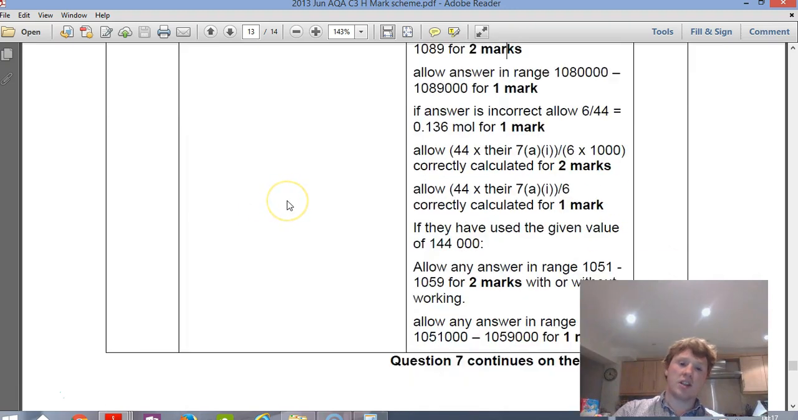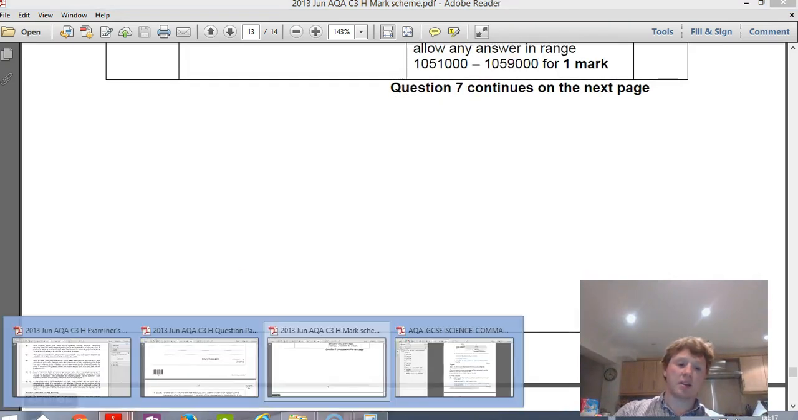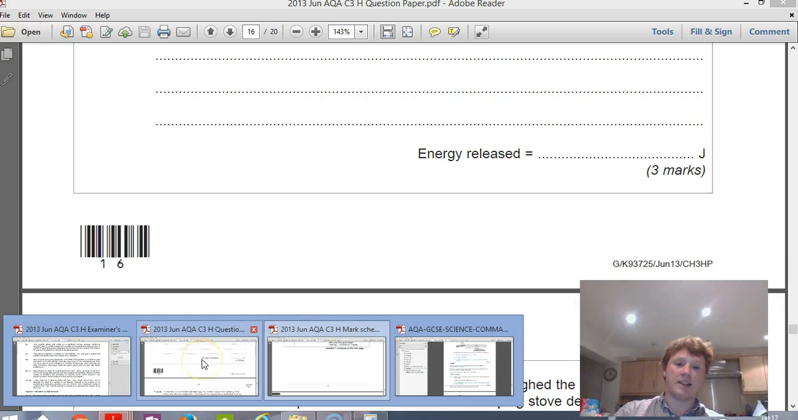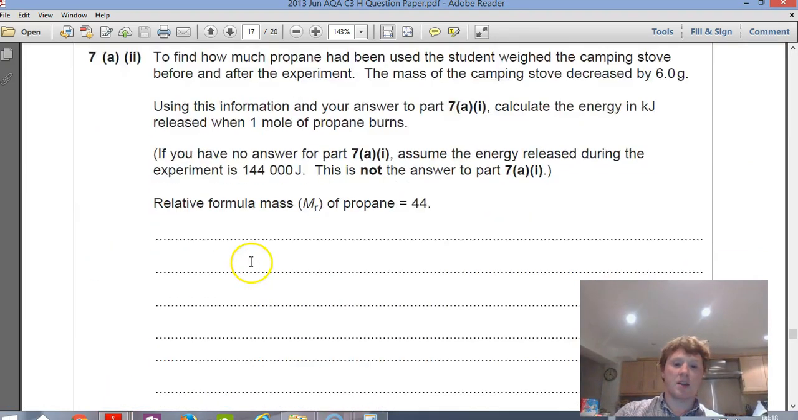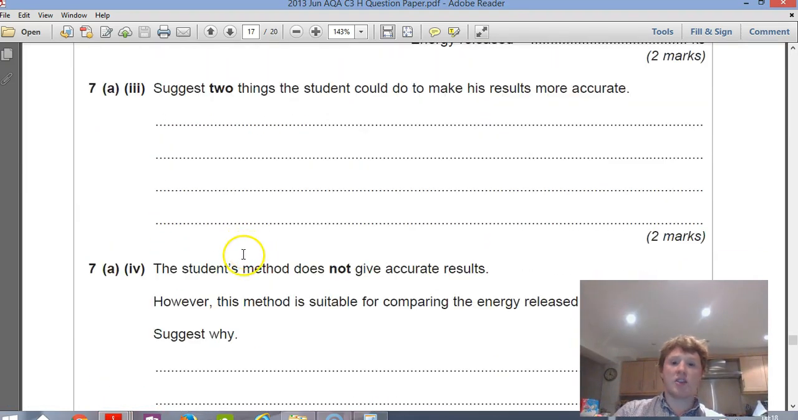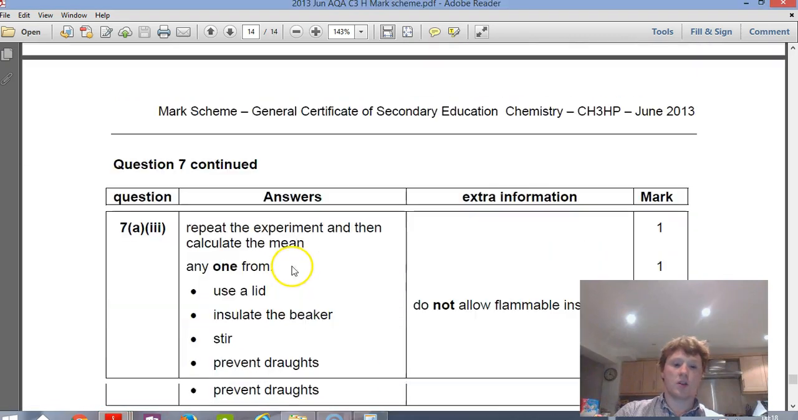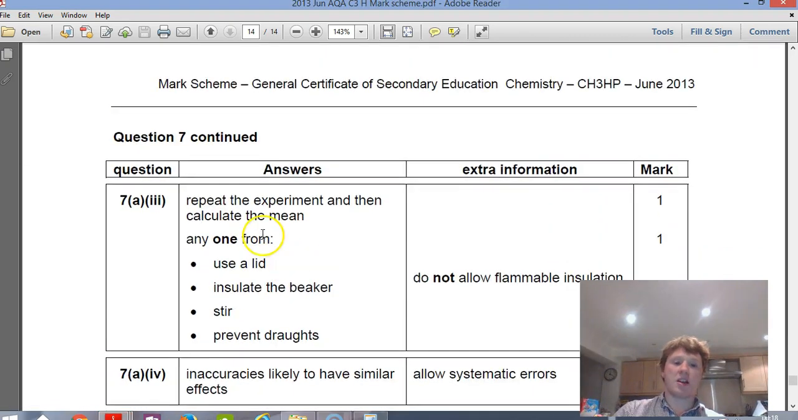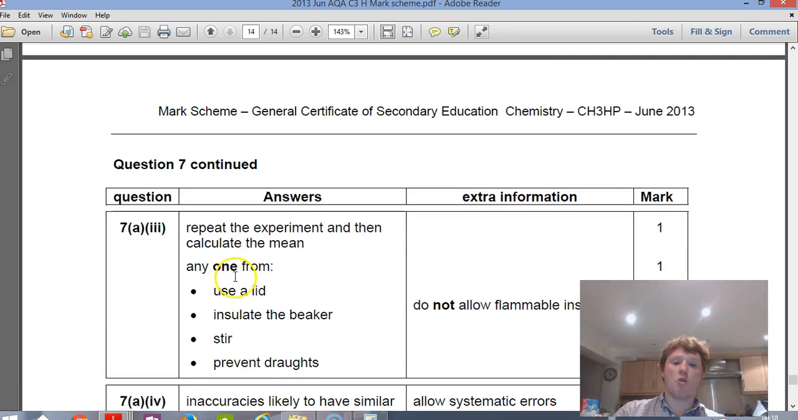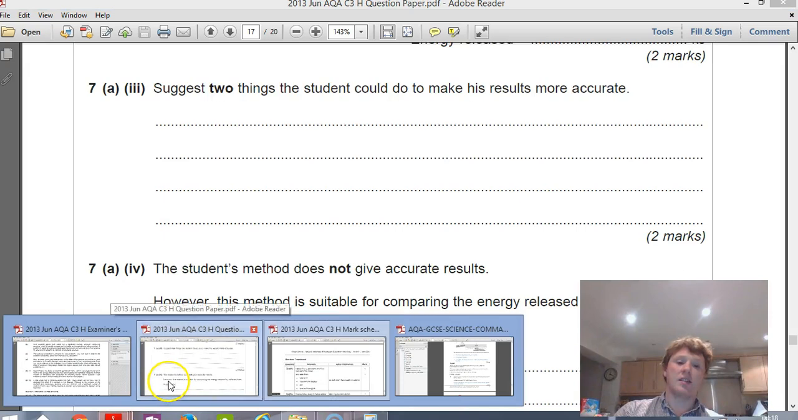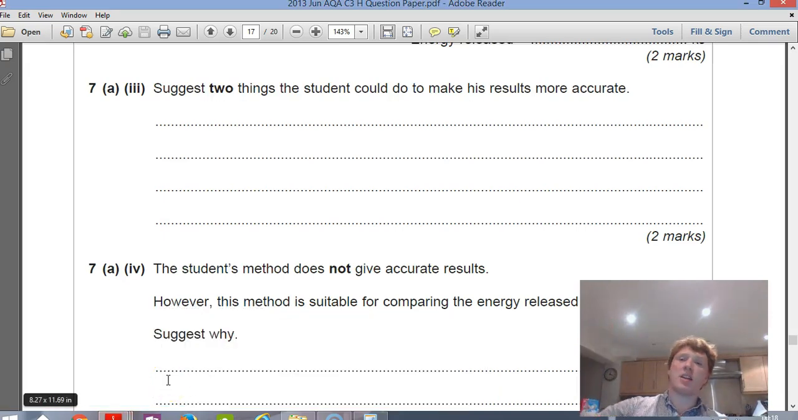So obviously you can put the memory in the calculator, put the number in the memory of the calculator. And suggest two things that could be done to make the results more accurate. Go. Repeat the experiment and calculate the mean, and use a lid, insulate, stir. So you're losing heat, or not all the heat from burning propane is going to the water. It's going into the glass, it's going into the air around it.